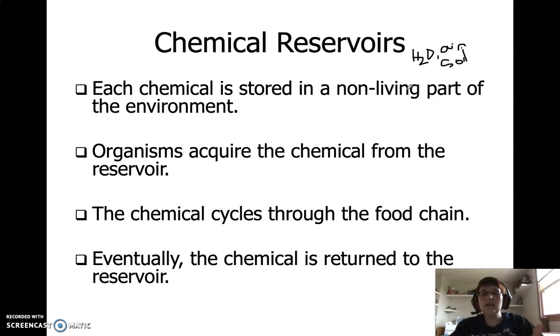So the chemical is in the non-living part of the environment, that reservoir. The organisms are going to pull the chemical from the reservoir. The chemical will cycle through the food chain, and then eventually the chemical is going to be returned to the reservoir. What we're going to see is there are going to be big differences here, in how the chemical is removed from the reservoir, how the chemical gets from the food chain back to the reservoir, and where the chemical is as far as the reservoir.